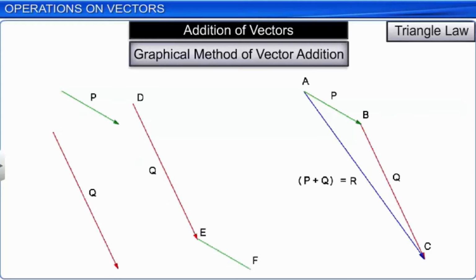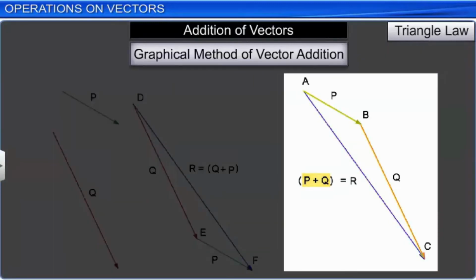Vector R is obtained by adding Q and P. Here, vector R obtained by adding P and Q is the same as obtained by adding Q and P. This vector addition is the commutative property of vectors. Vectors also obey the associative law of addition.